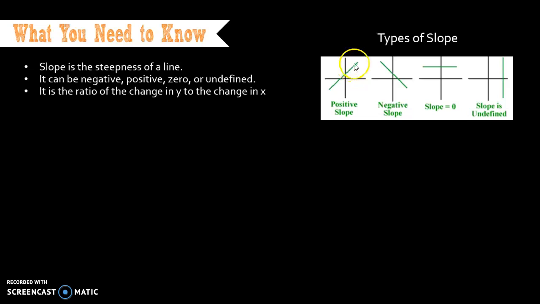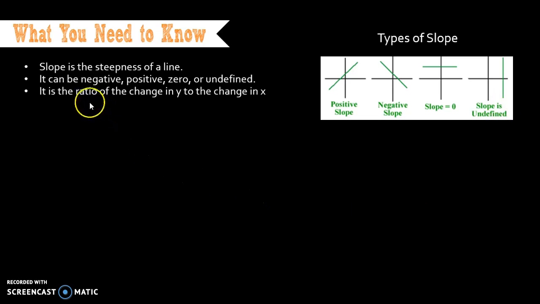Positive slope goes up from left to right. Negative goes down from left to right. Zero slope means it doesn't shift up or shift down, it's just a straight horizontal line. And then undefined slope is a vertical line.